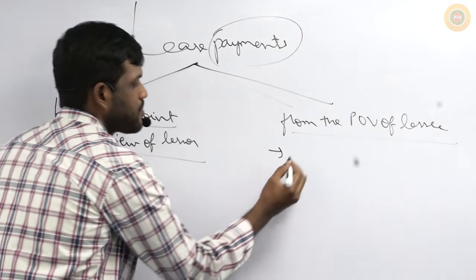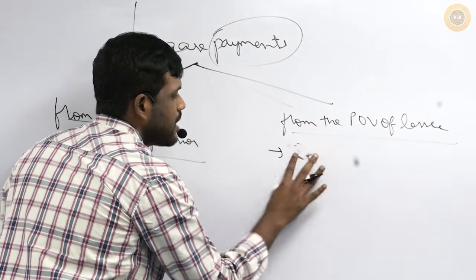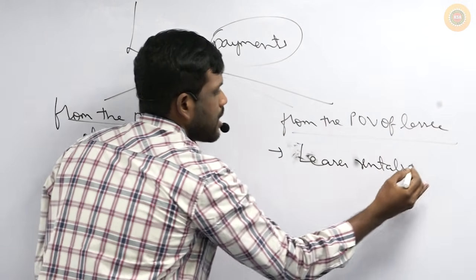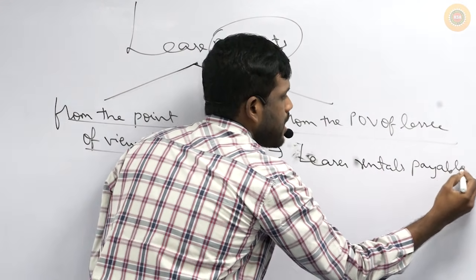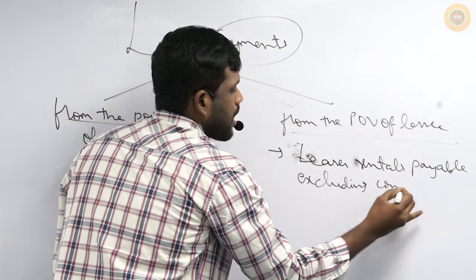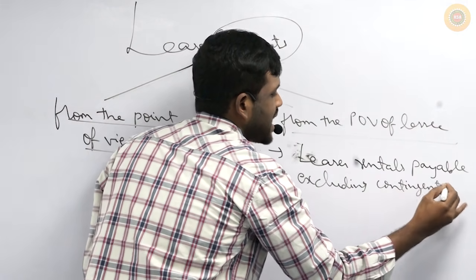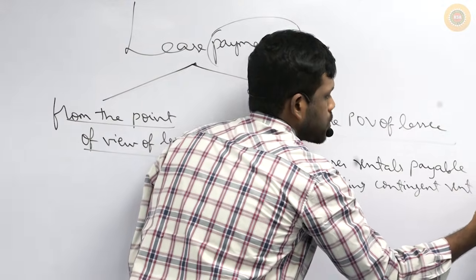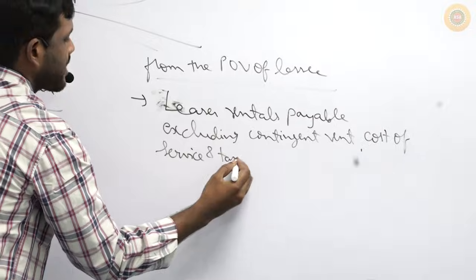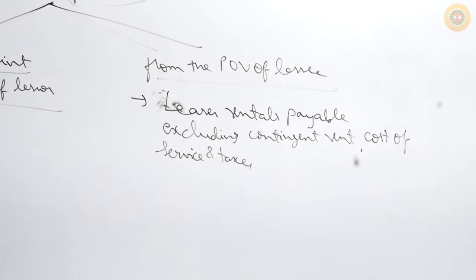For the lessee, first: lease rentals payable, excluding contingent rent, cost of service and taxes. First point: what is included in lease payments from the point of view of lessee? From the point of view of lessee, pay attention please.